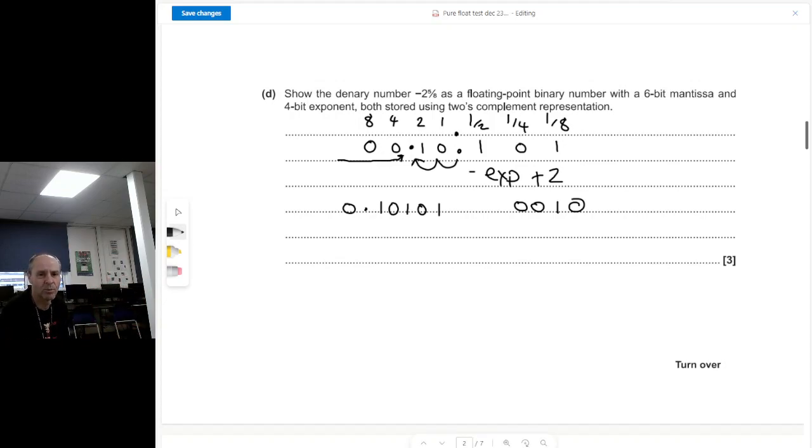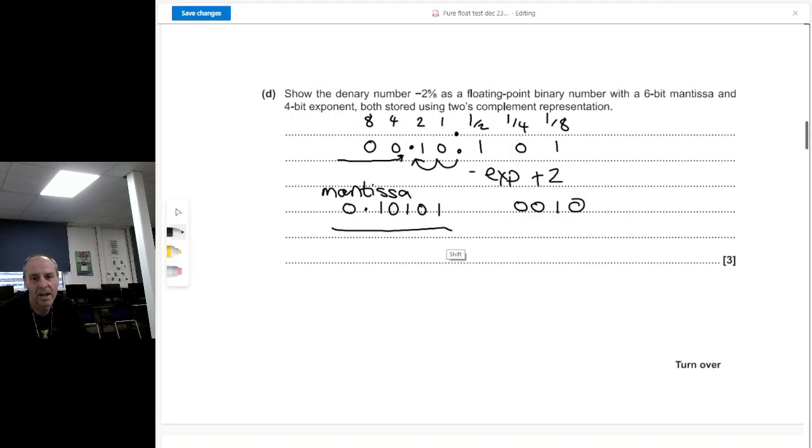So I'm just going to count up: 1, 2, 3, 4, 5, 6. That's 6 bits. I'm not just going to leave a binary thing there. I'm going to write mantissa, so they know where the answer is. And I'm probably going to underline it or something. And that's my answer.